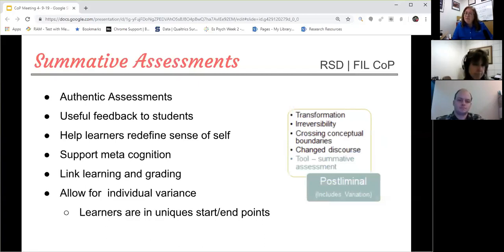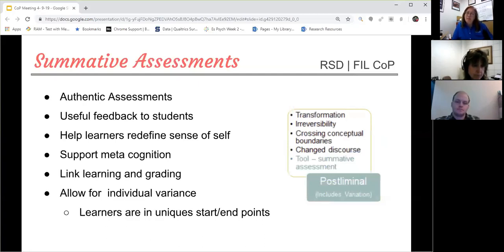The assessment also needs to provide useful feedback to students, and after they've crossed the threshold, it should help them redefine how they see themselves. They no longer see themselves as a novice, but start to see themselves as an expert. It helps them think metacognitively about what they learned, and they can link their learning to the grading. Probably the biggest thing is to allow for individual variance.